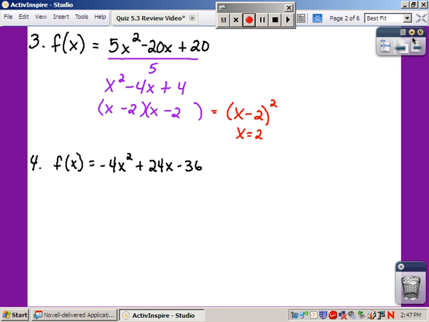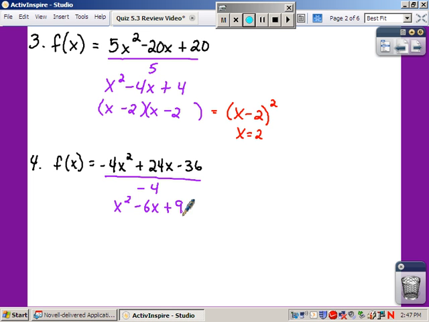So if we go to number 4, looking at it in the same fashion, I see a negative 4 here that I'd rather it not be there. So I'm going to see if that will divide evenly into the other ones, and it does. So again, I will divide away the negative 4, so that I have x squared, negative 6x, and positive 9.